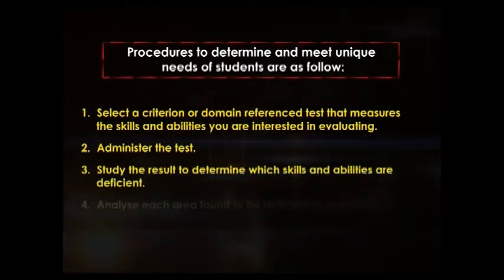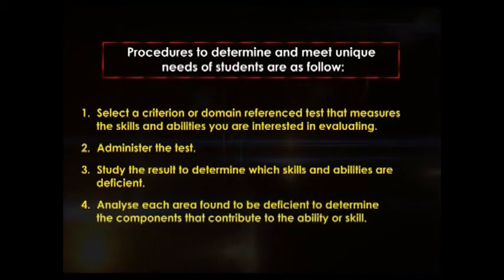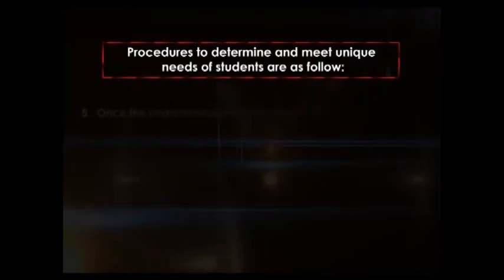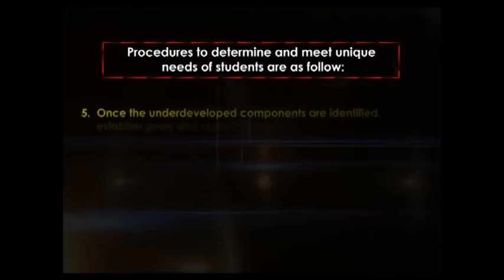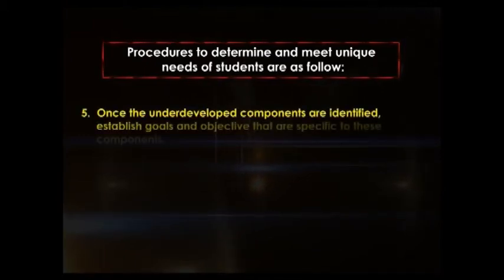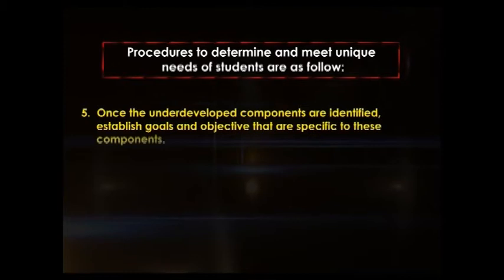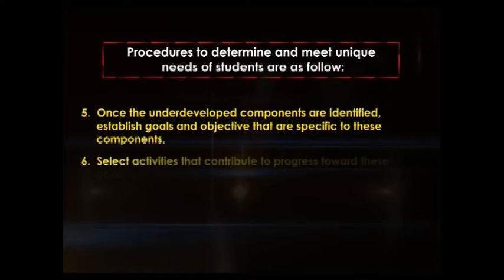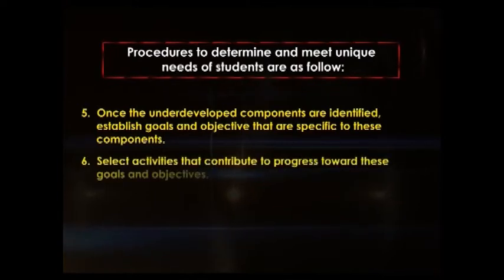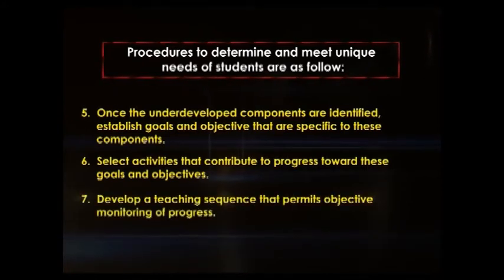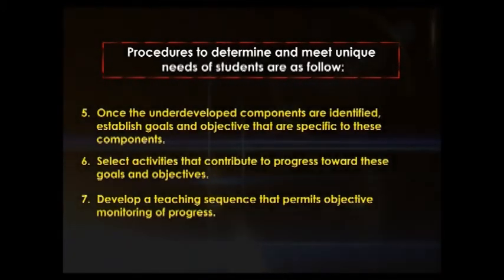Number 4, analyze each area found to be deficient to determine the components that contribute to the ability or skill. Number 5, once the underdeveloped components are identified, establish goals and objectives that are specific to these components. Number 6, select activities that contribute to progress towards these goals and objectives. Number 7, develop a teaching sequence that permits objective monitoring of progress.